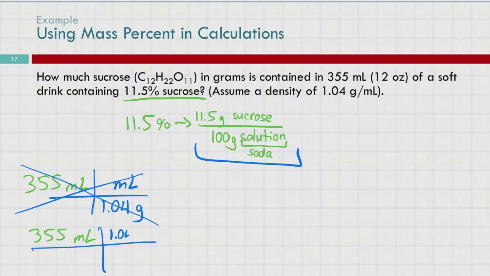So we're going to do the opposite. We're going to multiply, because the units tell us so. Now our milliliters will cancel and we'll end up with grams. So 355 times 1.04, 369.2 grams soda.